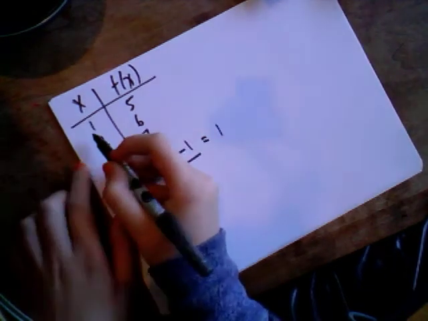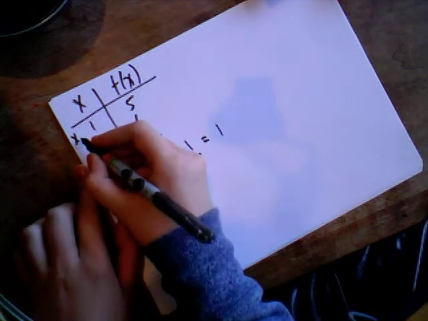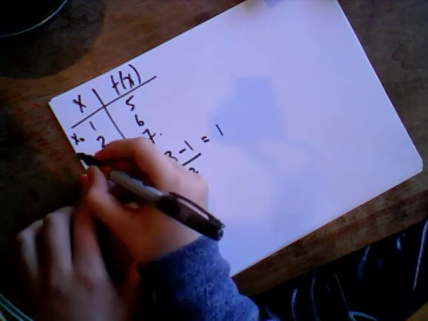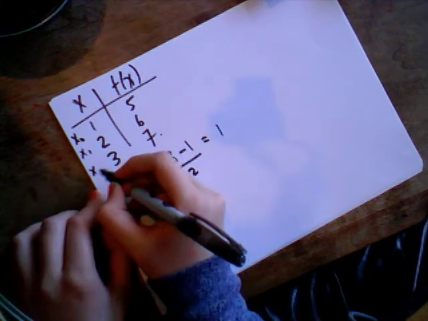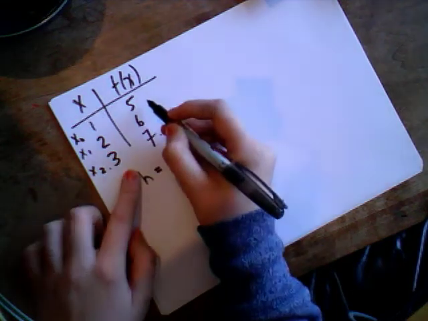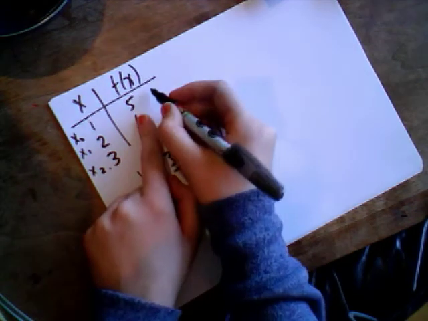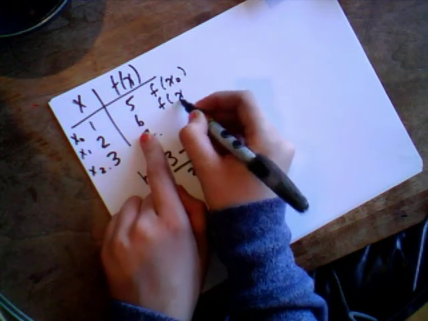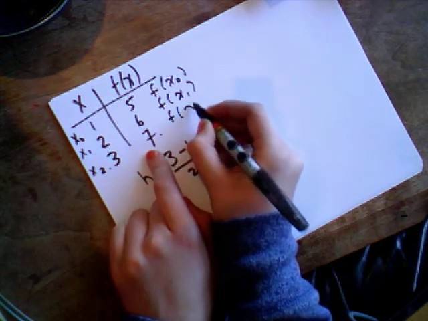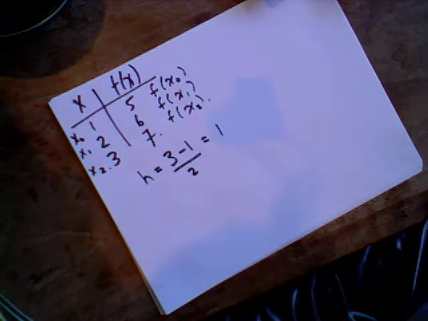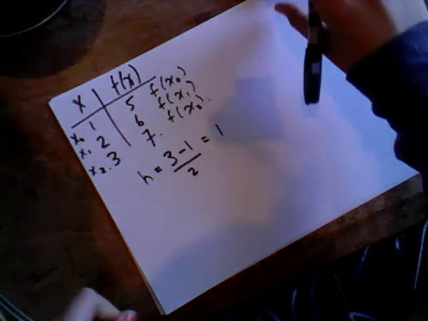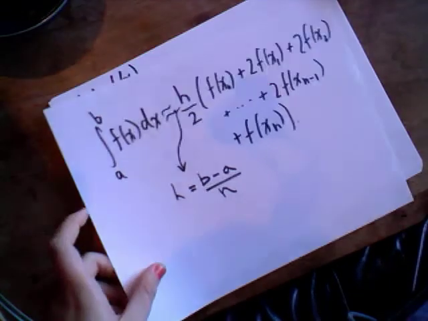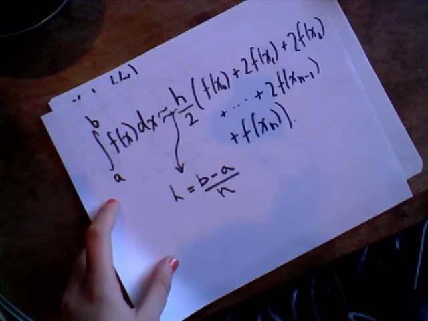Okay, so here we know this first value is going to be our x0, this is going to be our x1, this is going to be our x2. So then the corresponding function values are going to be obviously f at x0, f at x1, and f at x2. So now it's just a matter of plugging in our values to the formula. So just to remind you of the formula here. Okay?